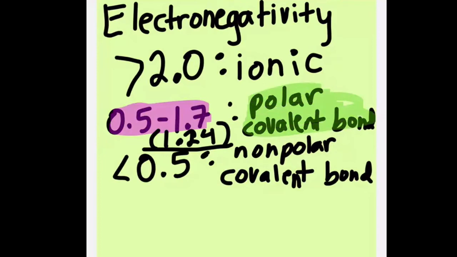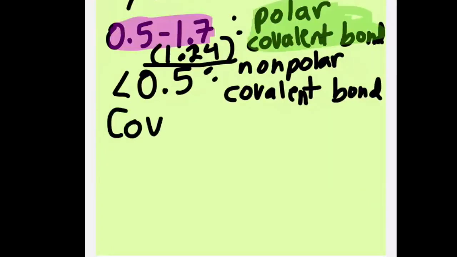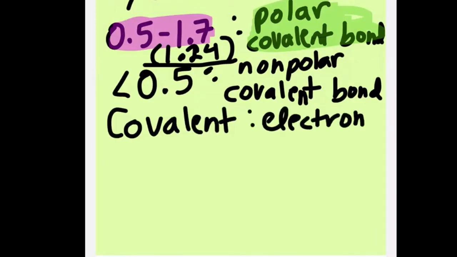Since it is a covalent bond and not an ionic bond, we have to use the partial positives and partial negatives rather than only positive and negative. So in covalent bonds, electrons are shared between the atoms. So covalent bonds: electrons are shared.